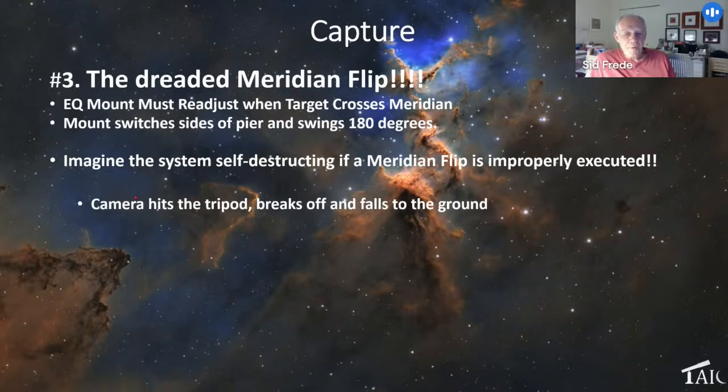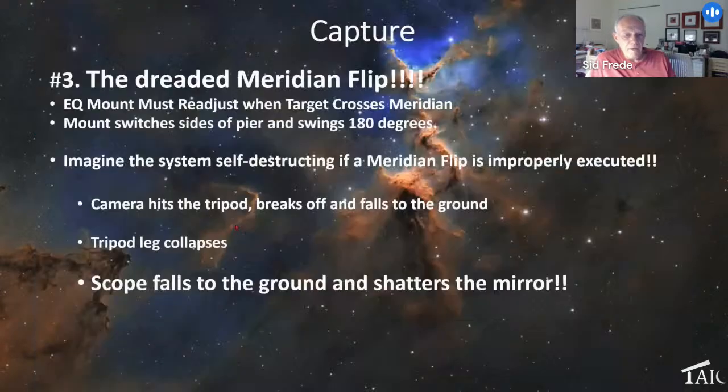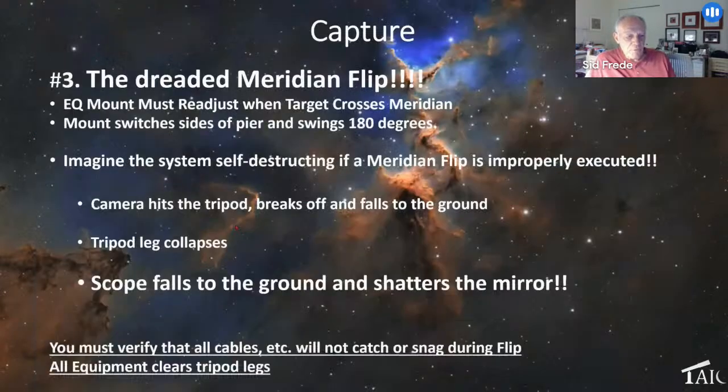The camera hits the tripod, it breaks off, falls to the ground. That collision then collapses the tripod leg, and the scope falls to the ground and shatters the mirror. Not a very good evening. So that's why you must really be careful and verify that all the cables will not catch or snag during that flip, and all the equipment clears the tripod legs.